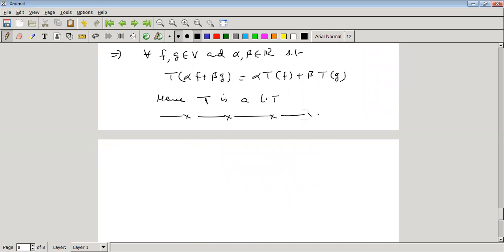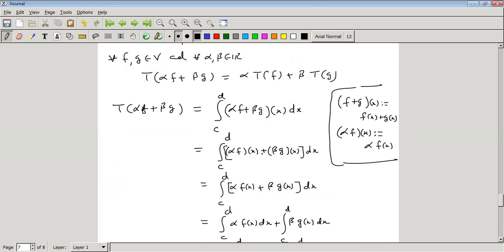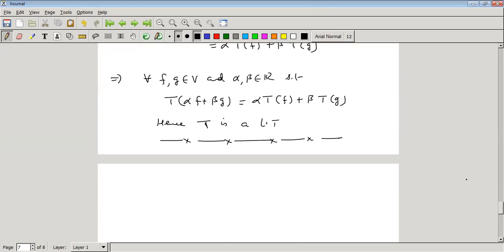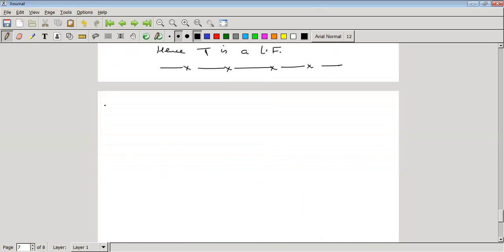So in this way we can prove that. Please go through this, how we can show that this is a linear transformation. This is a linear functional, because T is a mapping from a vector space to the scalar field, that is the set of real numbers. Okay. Now the next example is example number 5.